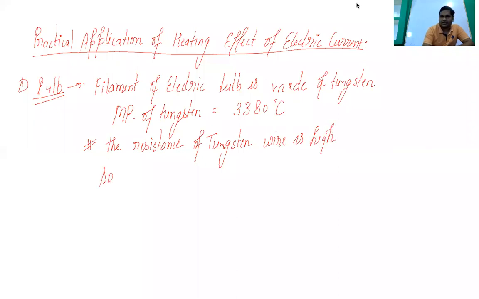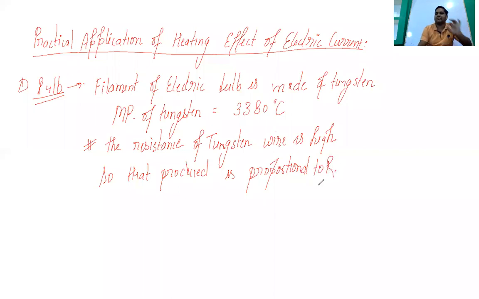Yes, I got one question. Okay, let me describe it. So the resistance of wire is produced. Heat produced is proportional to resistance. So if resistance is high, then heat will be more and the bulb will glow more.